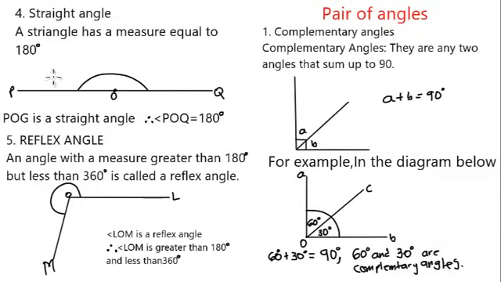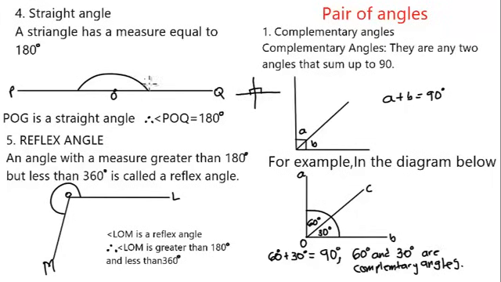Now let's move on to straight angle. We are saying that a straight angle has a measure equal to 180 degrees. So if you draw the XY plane here, we can see that if this section is 90, this side will also give us 90. So from here to here will give us what? 180. And this diagram is showing what? A straight angle.